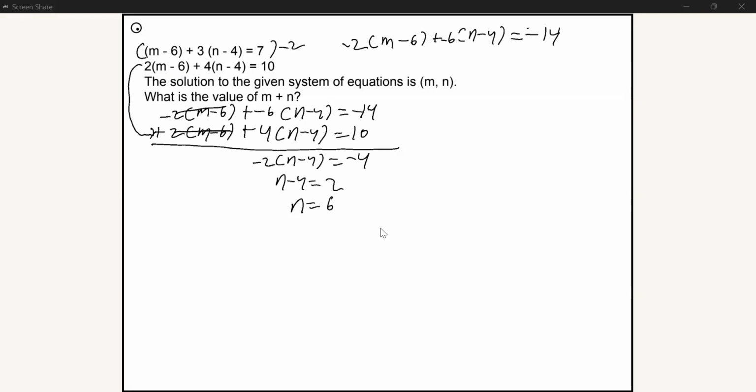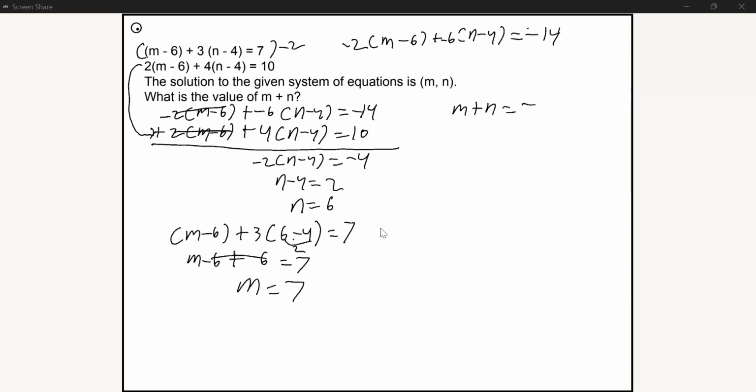So let's do the first equation, right? So we have m minus 6 plus 3(6 minus 4) equals 7. Then you do m minus 6 plus 3 times (6 minus 4), right? This becomes 2. So then it's going to be 3 times 2, which is 6, equals 7. The 6 and 6 cancel. So you get m equals 7, which is great. So then 7 plus 6, right? m plus n equals 7 plus 6 equals 13. So that is your answer.